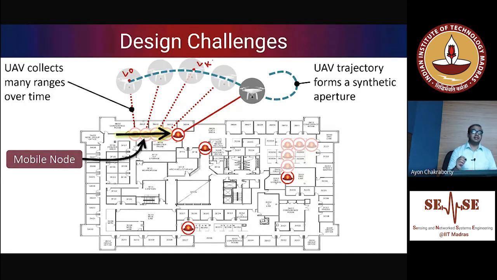Different in the sense different given the location of the node, because the node's location has changed. So at the time when the drone was at L0, you have collected a range R0, and this was corresponding to the location of the node. Let's say that is X0, Y0. However, whenever you are at LK, the anchor location or the drone location has become LK, and you have collected the range RK, right? Your node's location has also become XK, YK. The node is not assumed to be static.